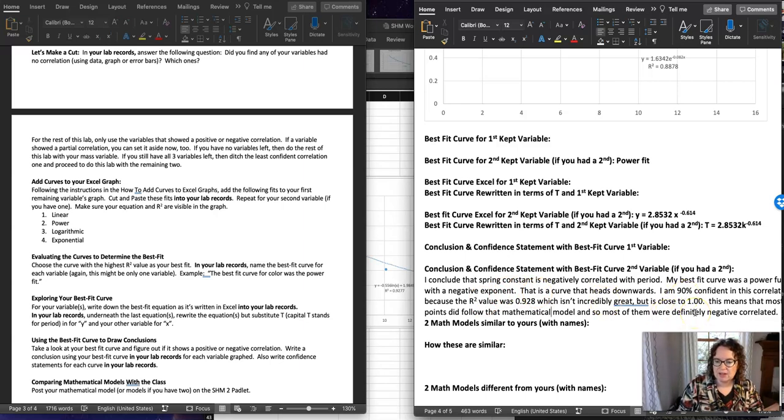So go ahead now and write your confidence statement. Don't forget your percent, and don't forget to talk about the R squared and how it affects your confidence. Go ahead and do that now.